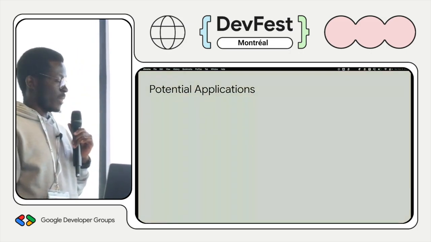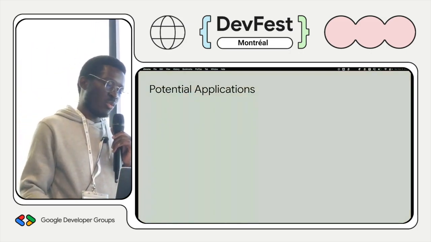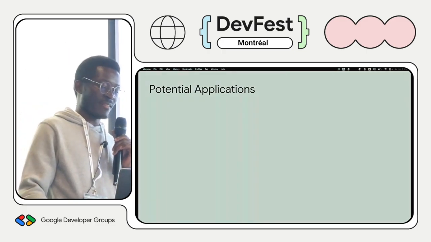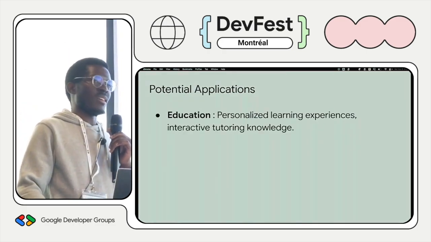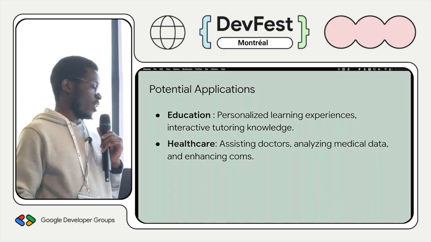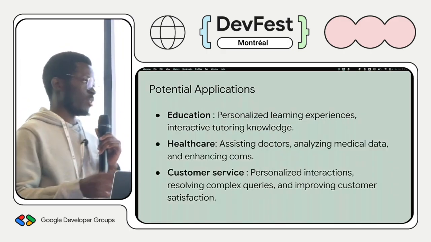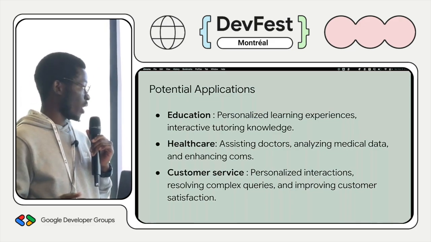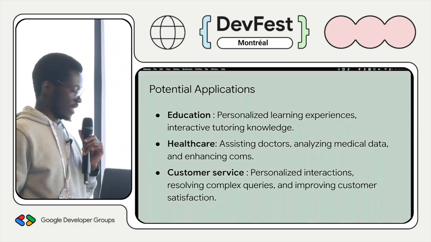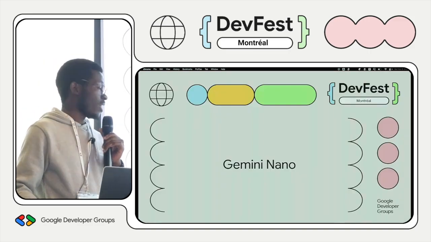As for the potential applications that you can build with Gemini, right now we are living in the LLM era, so there is probably a lot of stuff that you can do. It can be in different domains: education, healthcare, customer services. There is a lot of stuff that you can do right now using LLMs. The only limitation can be your imagination.